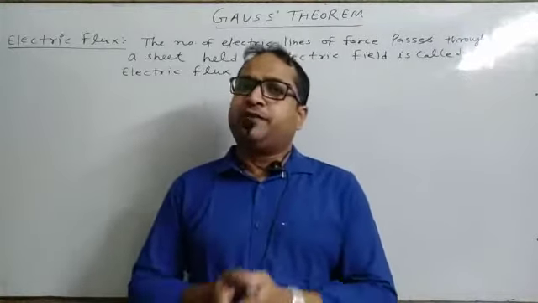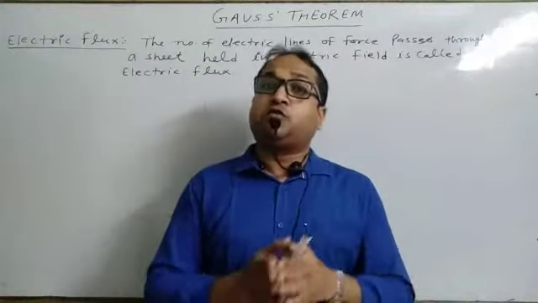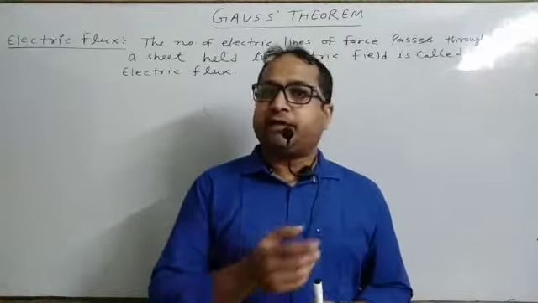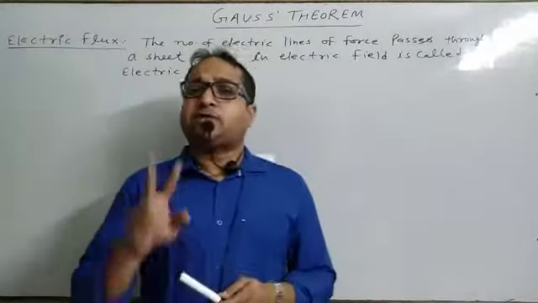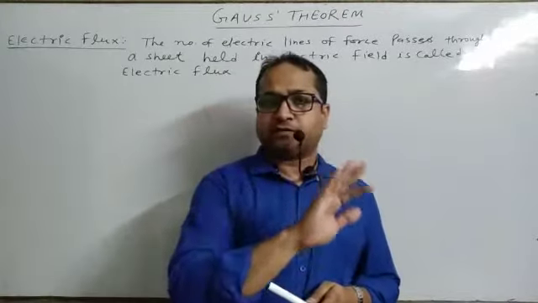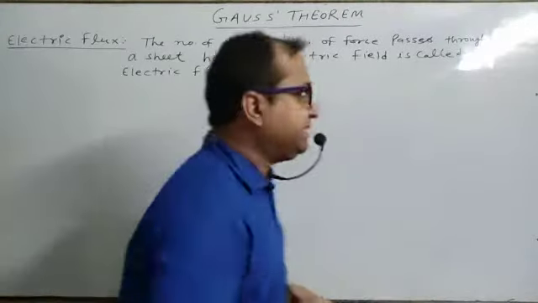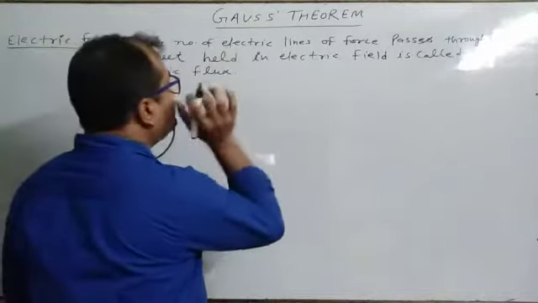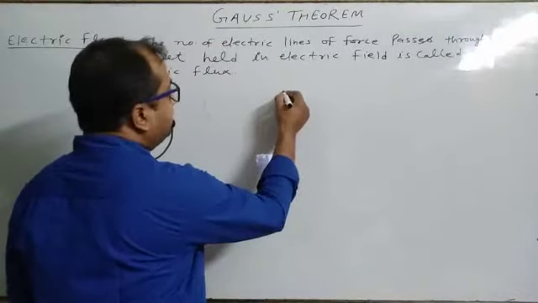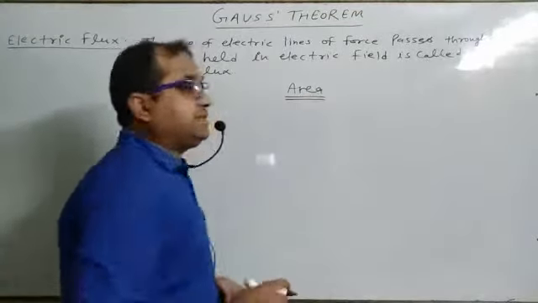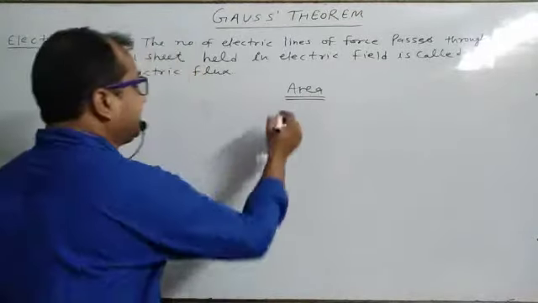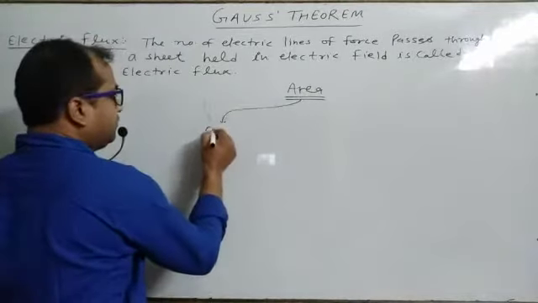But before we study the chapter, we must know about the area. So what is the area? We will discuss area. As you know, there are two types of area, open surface and closed surface. What is the difference between them? There are two types of area, open surface and closed surface.